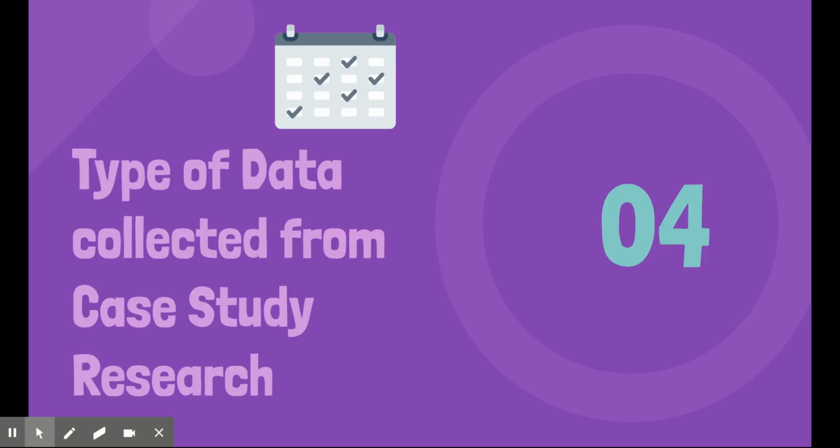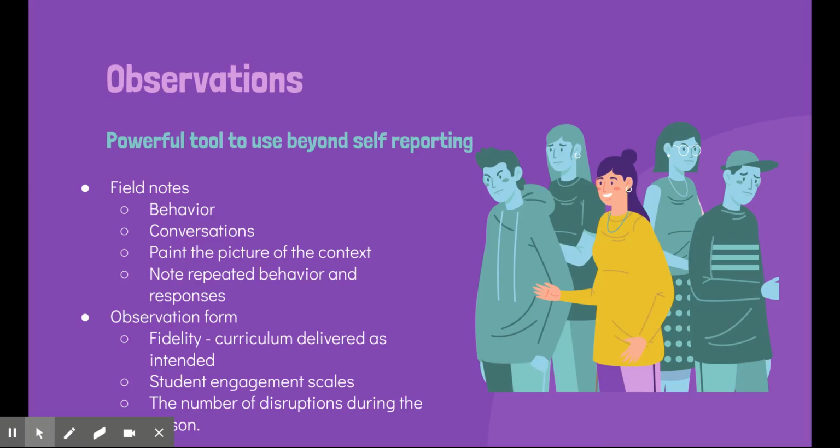So looking at the types of data collected. Observation is one way, and this is a really powerful tool beyond self-reporting, because you really get to observe and see the behavior that your study is choosing. It's not just self-reporting, so there's a little bit less skew from self-reporting.